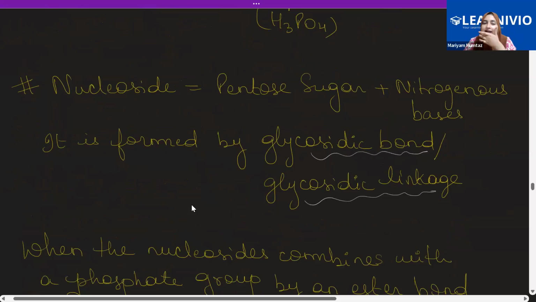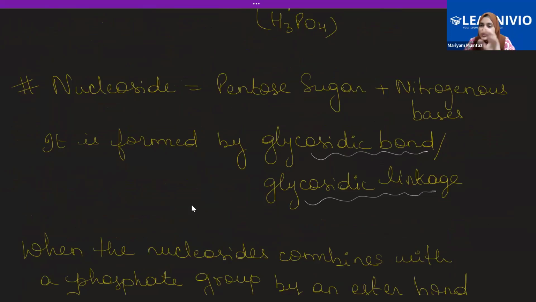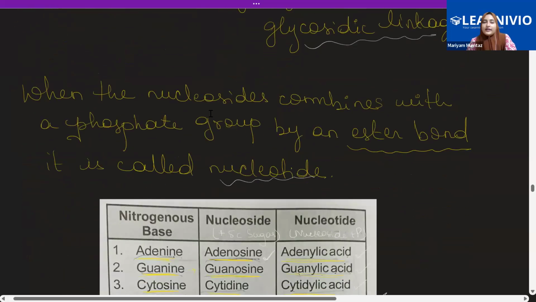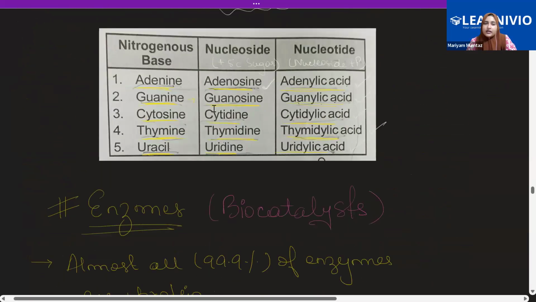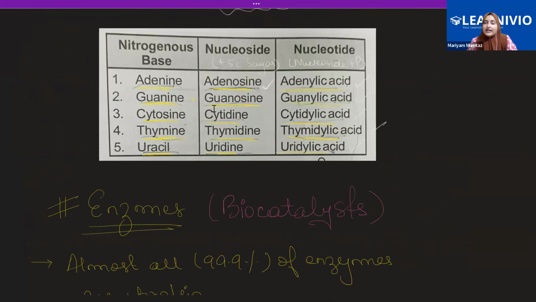Now, in the nucleoside, the bond that is formed between the pentose sugar and the nitrogenous base is the glycosidic linkage. Whenever the nucleoside combines with the phosphate group, the bond that is there is called an ester bond, and we get a nucleotide. So this is the nitrogenous base along with its nucleoside and nucleotide.